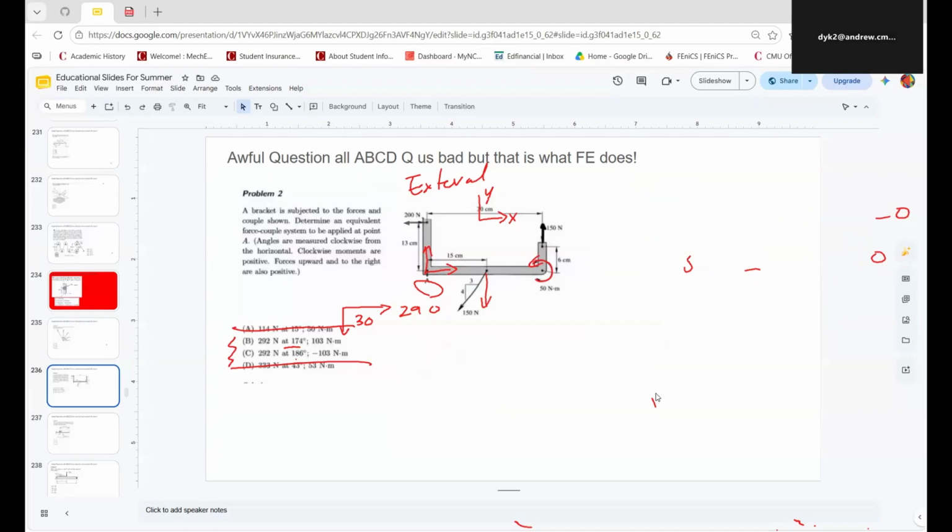But you can always, wait, north? Why is it saying north? Oh, wait, it's not looking for internal, is it? It's looking for external?